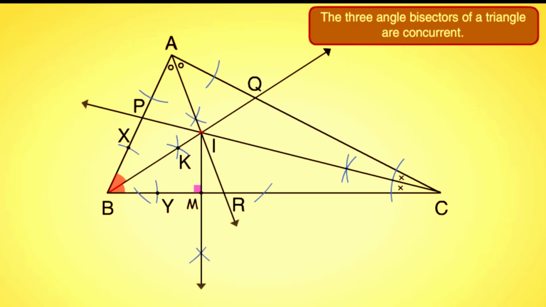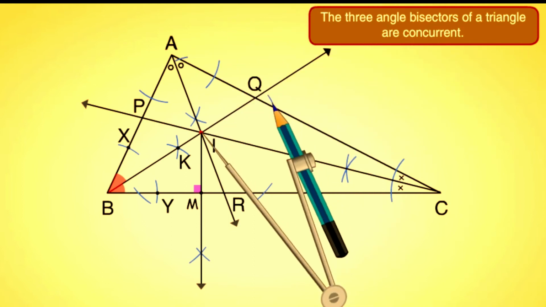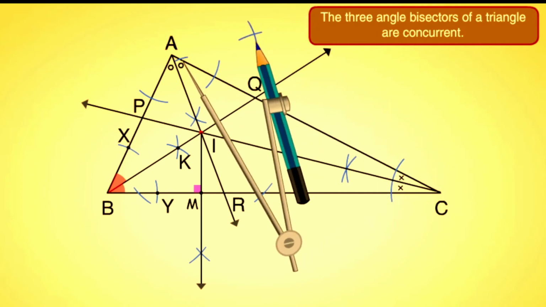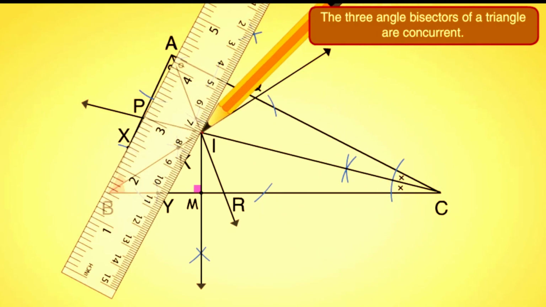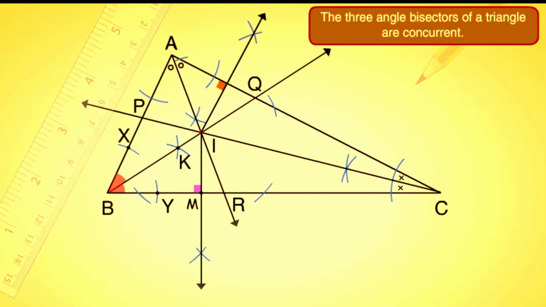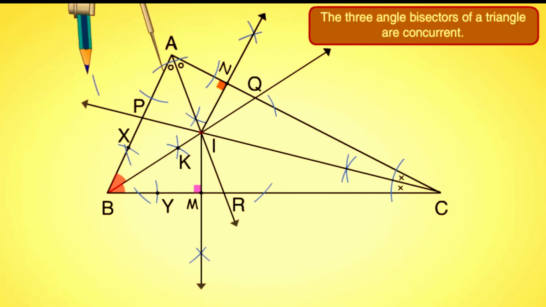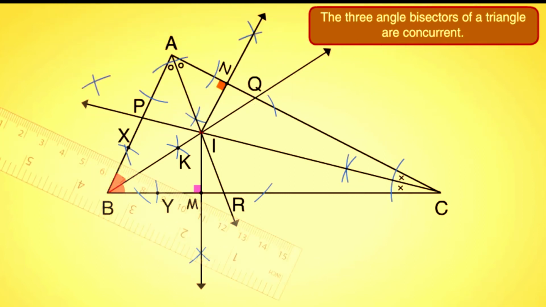Then use the similar method and draw a perpendicular on side AC. Here on side AC we got one point, we label it point N. Then use the similar method and draw another perpendicular on side AB and label it point L.